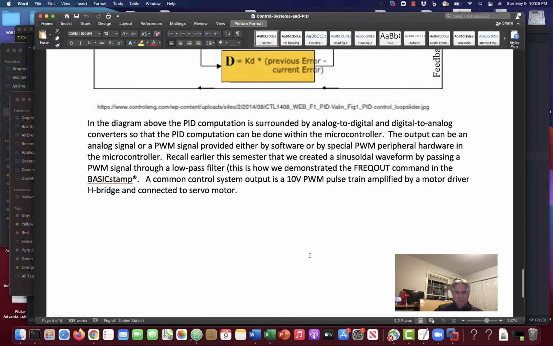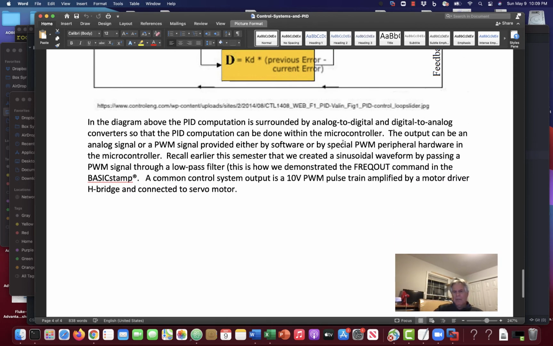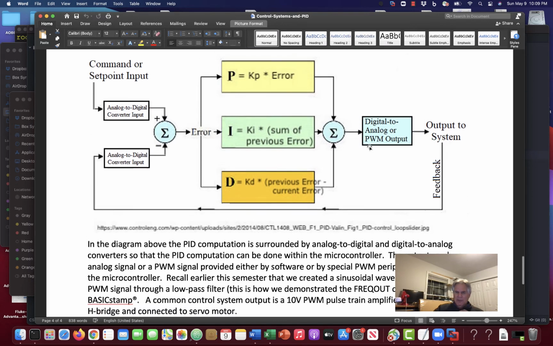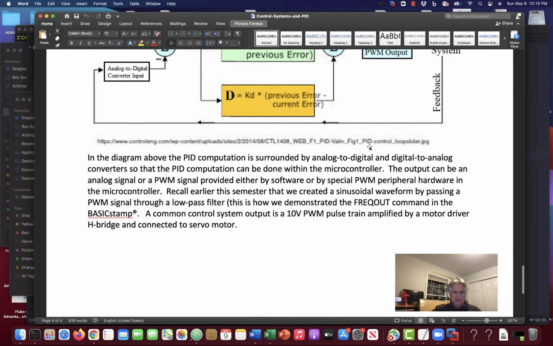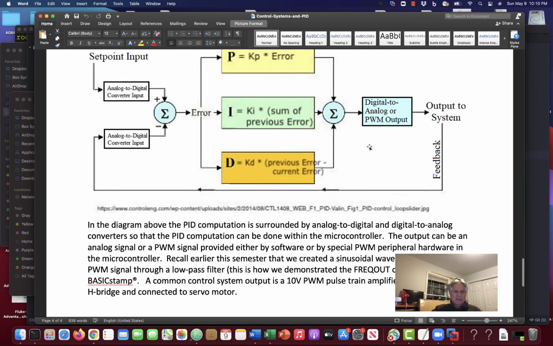So I'm just mentioning here that if you think about the PWM, back when we were doing, I think, the freak out or one of those synthesis functions on the basic stamp, we used PWM, put it through a simple but effective low-pass filter, and we got a sine wave out. And we even put that sine wave through a speaker and change pitches and that sort of thing. We did that with our basic stamps.